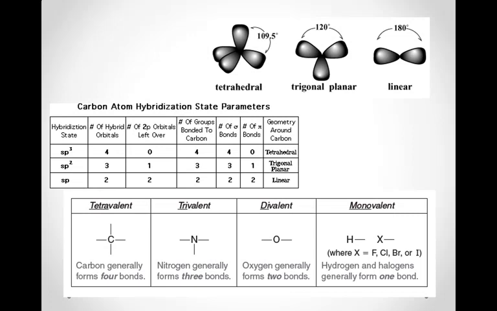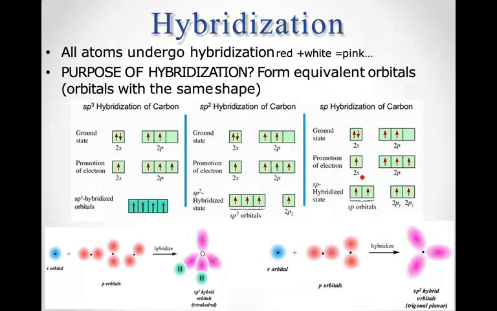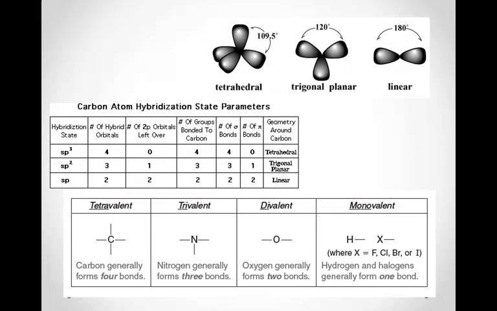For hybridization state, as you just saw for sp3, there are four hybrid orbitals, denoted by the green color. No 2p orbitals are left over, and the geometry around the carbon is tetrahedral. sp2 has three hybrid orbitals and the geometry is trigonal planar. sp has two hybrid orbitals and the geometry is linear.